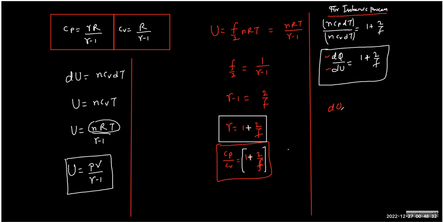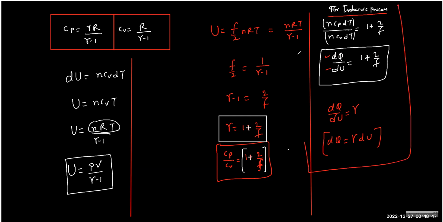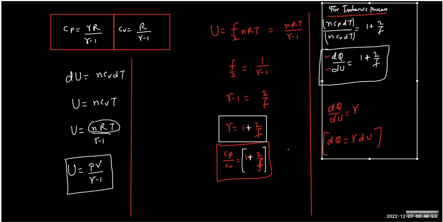So you can also see that dQ by dU is how much? Gamma. So basically dQ is how much? Gamma dU. Very interesting, right? In the world of the isobaric process, this is only for the isobaric process, not for any other process. So it's a very exclusive treatment of the relation.